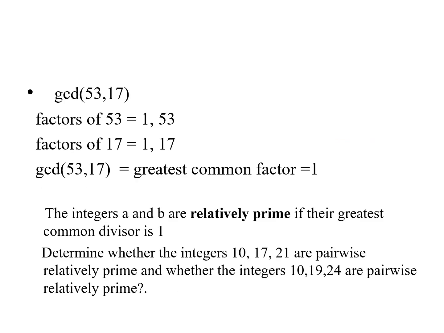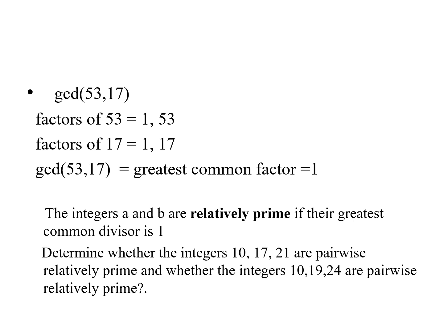Now, if you want to find out the GCD of 53 and 17, first we can write the factors of 53, that is 1 and 53. Factors of 17 are 1 and 17, because both 53 and 17 are prime numbers. They can be divided only by 1 and that number itself. So GCD of 53 and 17 will be 1. The greatest common factor for 53 and 17 is 1.